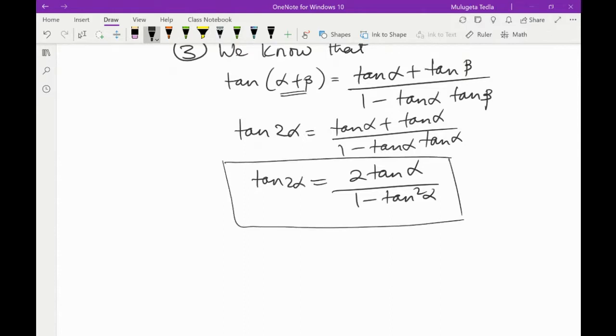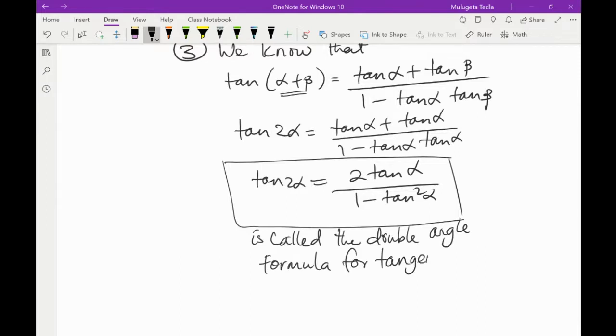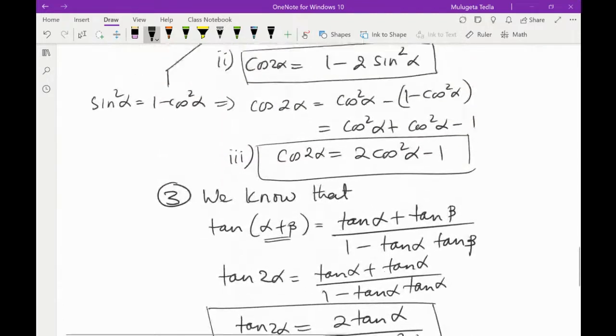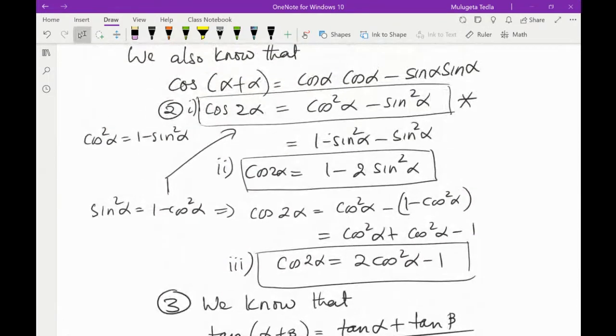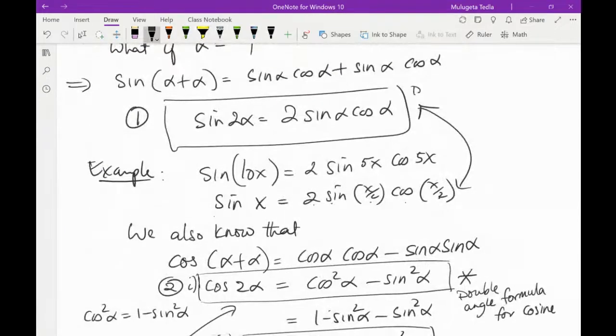That is the double angle formula for tangent. This is a double angle formula, of course, for cosine. And the double angle formula is this one for sine.